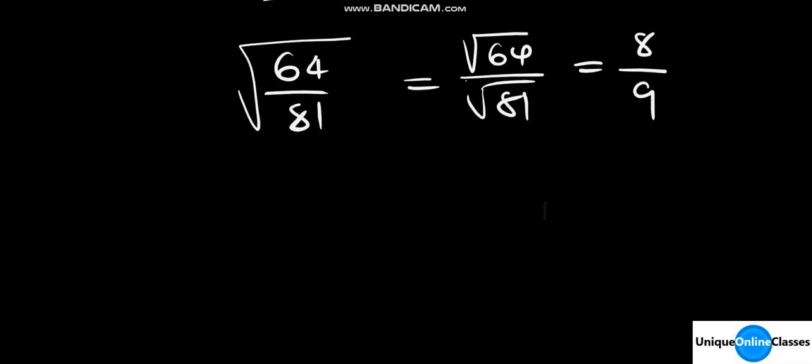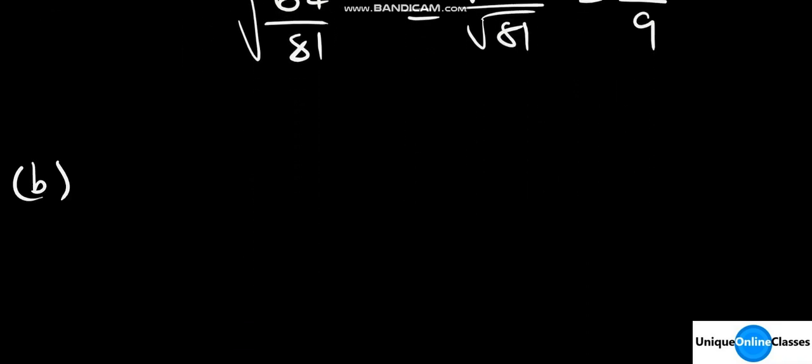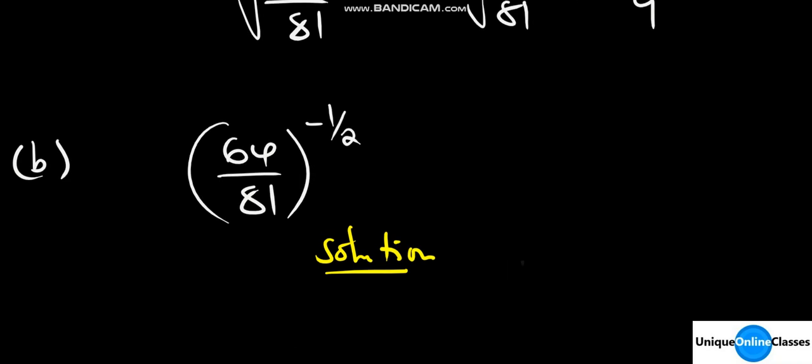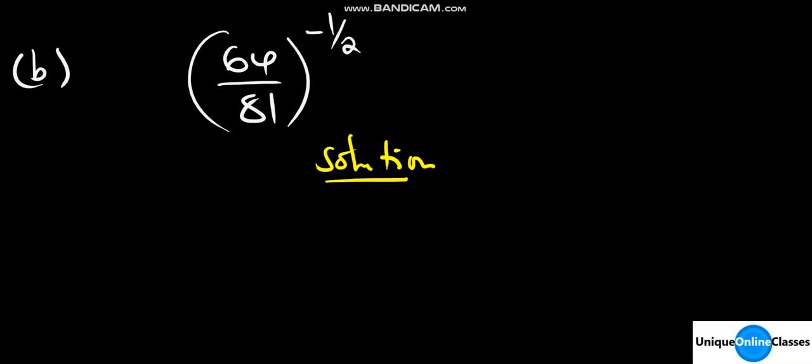What if it was 64 over 81, then placed to the power negative half? How can we do this one? There are two ways you can follow. The first way is that when we have a negative index, we are going to introduce 1. So it becomes 1 over 64 over 81, then here our half.